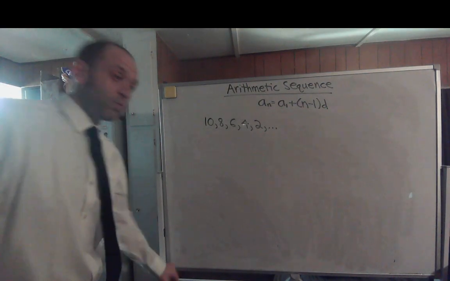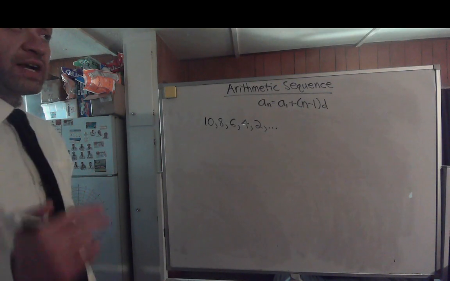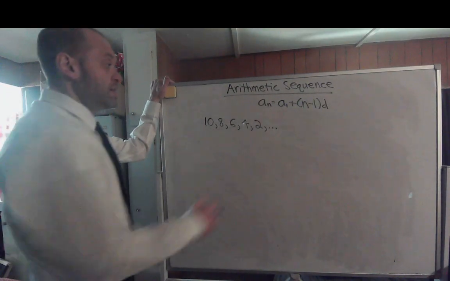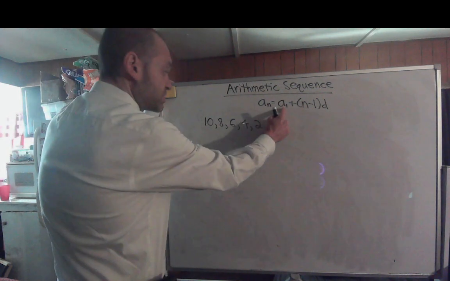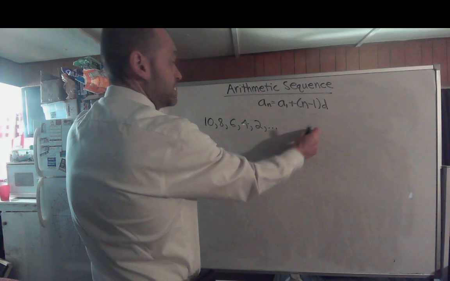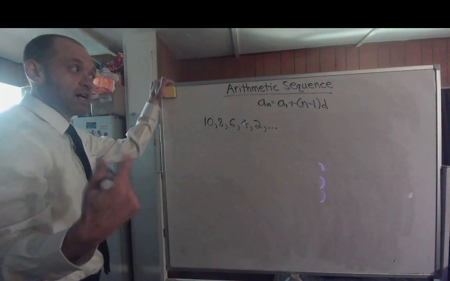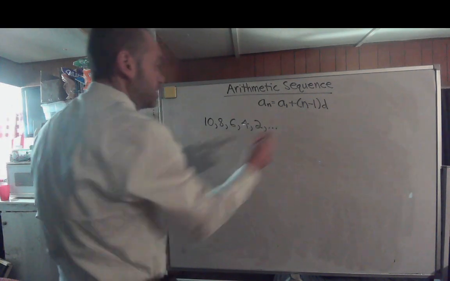Well, there is a way to find the explicit formula for the nth term of an arithmetic sequence. To find that formula, a sub n, you're going to take your very first term plus the quantity of n minus 1 times d, where d is your common difference, and n is the number of the term you're on.